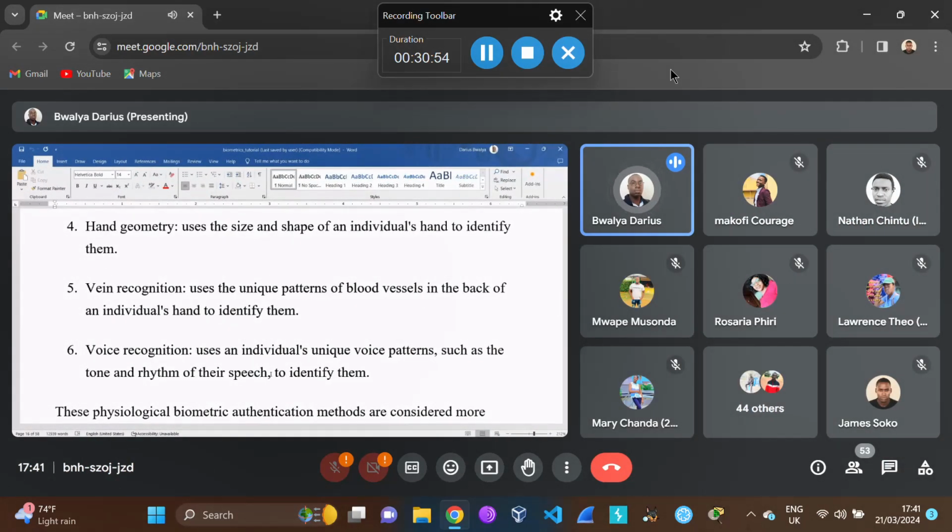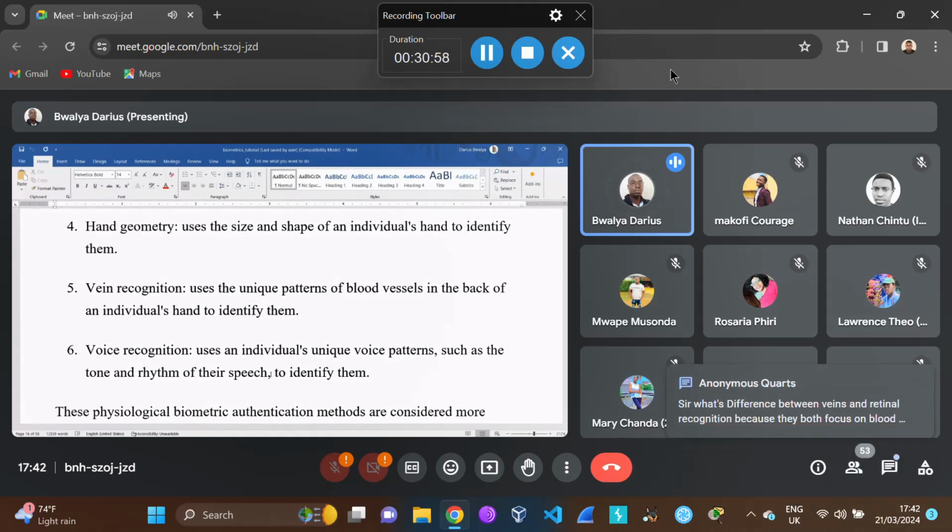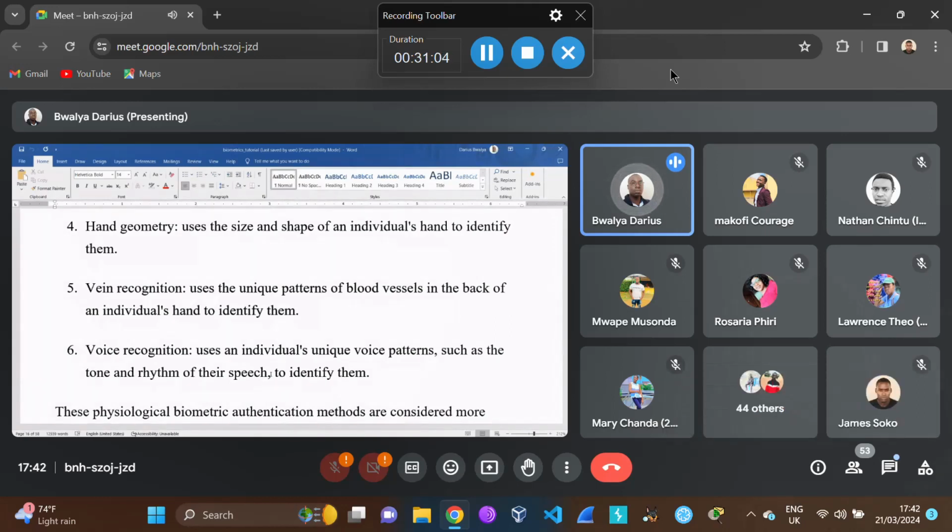Okay, but there are two types. You can have voice recognition and what? Speech recognition. There are two different types, and we are going to see the difference between the two, voice recognition and speech recognition.